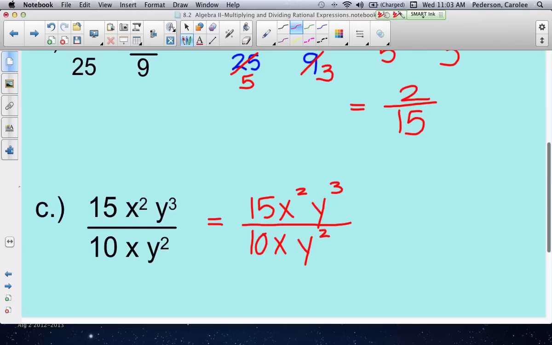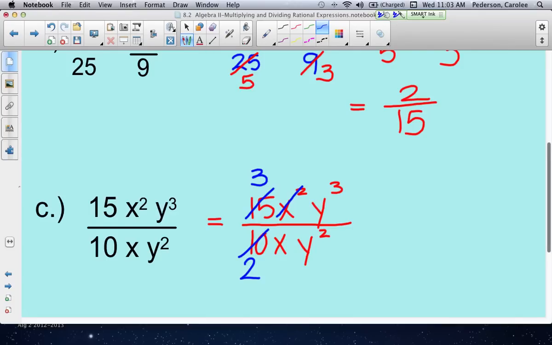So let's talk about the coefficients first. 15 and 10. I can reduce both of those by 5, a factor of 5. So 15 divided by 5 is 3. 10 divided by 5 is 2. Now I look for the variables. I have 2 x's on the top, and I have 1 on the bottom. So what I can cancel out is one of the x's.